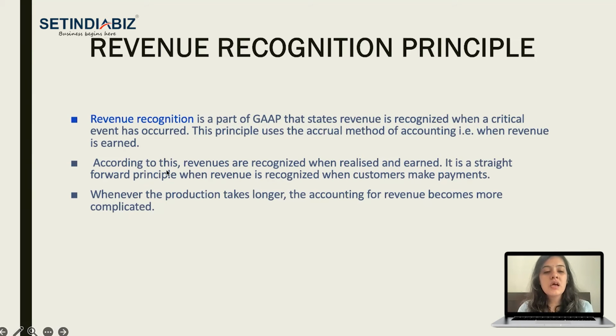According to this, revenues are recognized when realized and earned. It is a straightforward principle. Revenue is recognized whenever the customer makes payments. So I can just brief it out again. There are two ways to recognize the principle. Number one, if I am making sales in January, I will be recording the revenue in January. Though the payment is received in February, March, April, whatever month it is received, I will record it in January only. This is as per the accrual method of accounting.